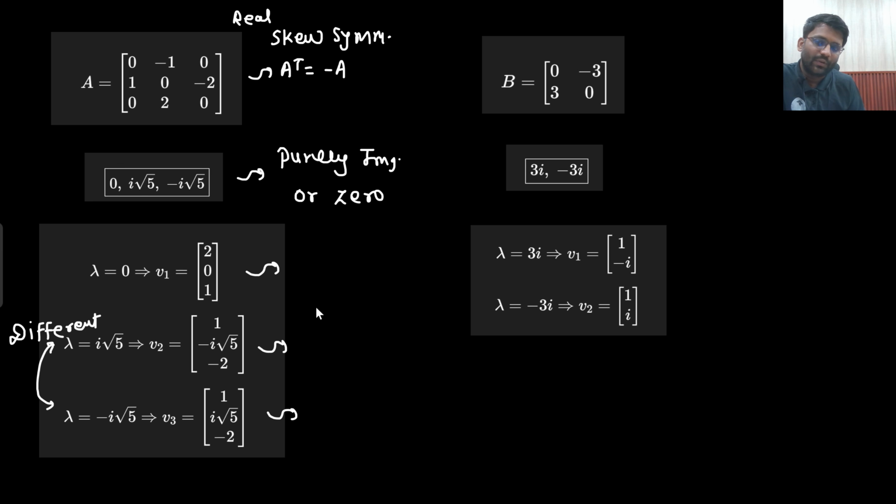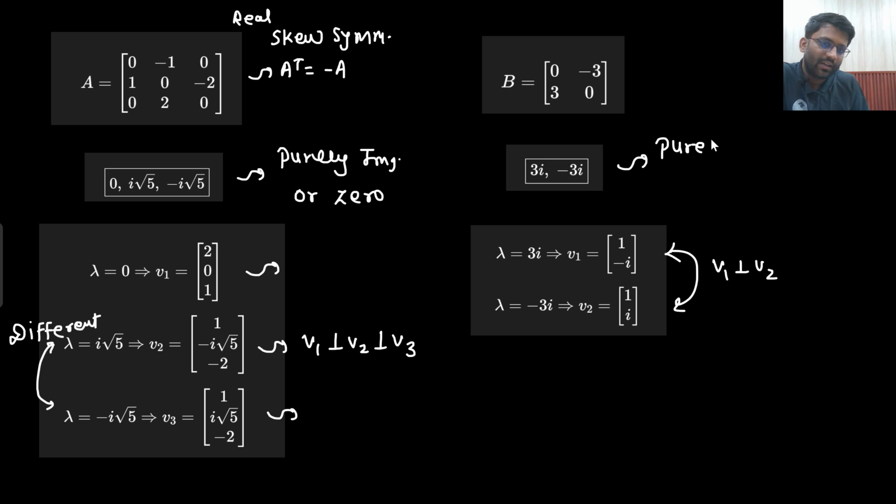They are different. So you will see that V1 is perpendicular to V2 is perpendicular to V3. Okay, they will be perpendicular to each other. Here also same scenario, that V1 will be perpendicular to V2. They are the different eigenvalues. Two different eigenvalues I am getting, purely imaginary. Okay, and again it is also a real skew symmetric matrix.